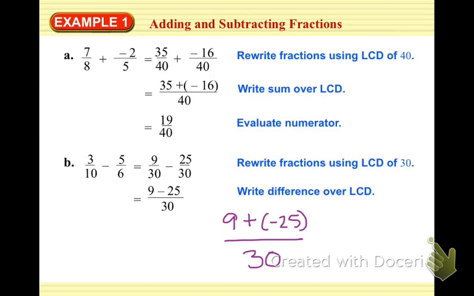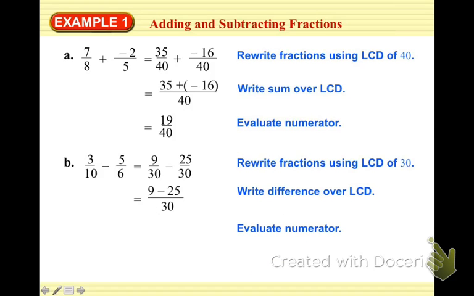And now we know that we have different signs. We will subtract the numbers and keep the sign of the one with the highest absolute value, which in this case is the negative number. So now we have negative 16 over 30. But I notice that they both have a factor of 2, and I can divide out the factor of 2 and simplify to get negative 8 over 15.